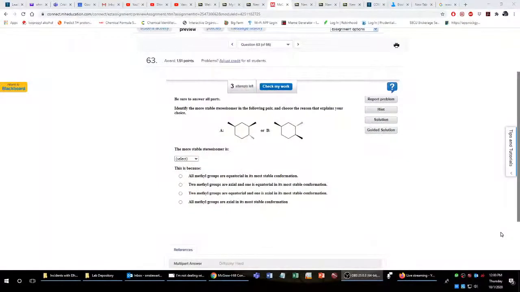Alright, so I got an email request this morning for question 63 on the homework, and let's bring it up on the desktop. So the question here is, identify the more stable stereoisomer in the following pair and choose the reason that explains your choice. So it gives you one where you've got two methyl groups. So we've got a 1,3,4 trimethyl cyclohexane, with the 1 and 3 positions being cis and the 4th position being trans.